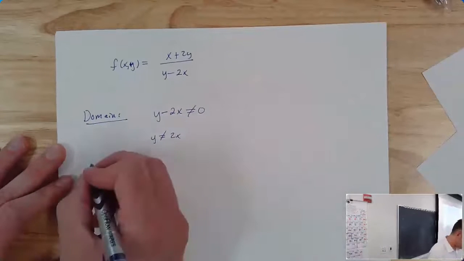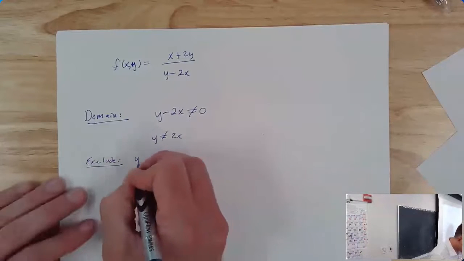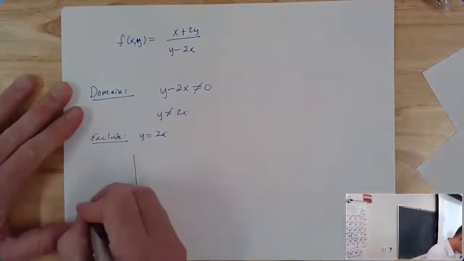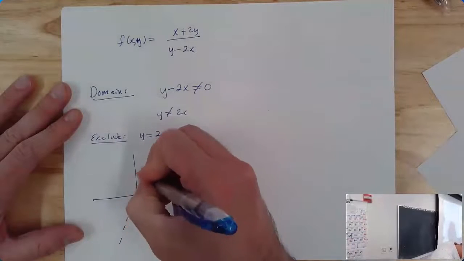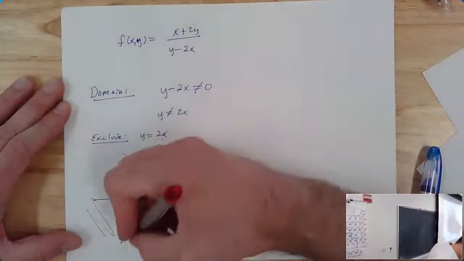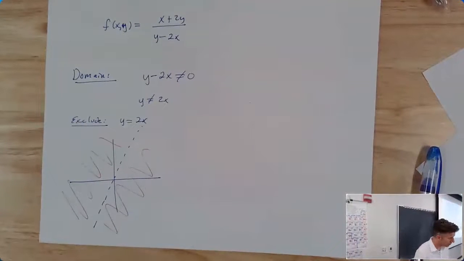So our domain is everything except, we want to exclude, the line y equals 2x. So if you had to graph the domain, I would draw the line y equals 2x dashed, and then say, great, it's everything else. There's my domain. All that except for that one. The range is harder.